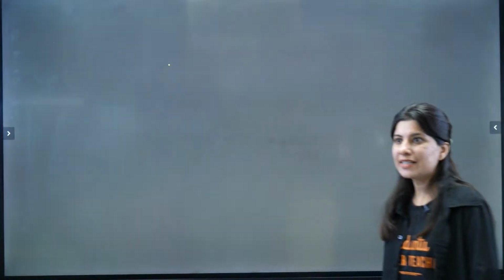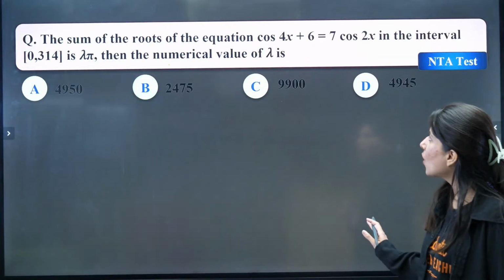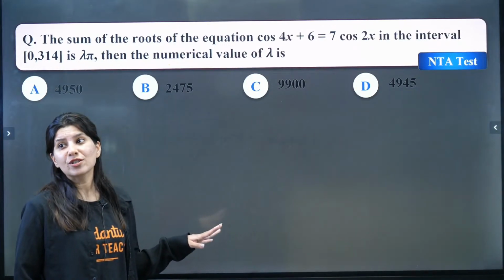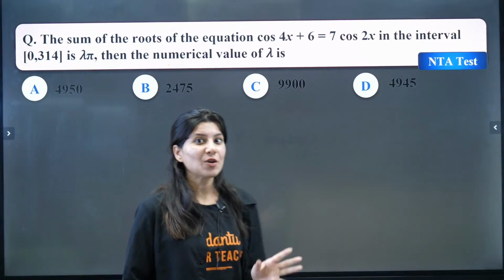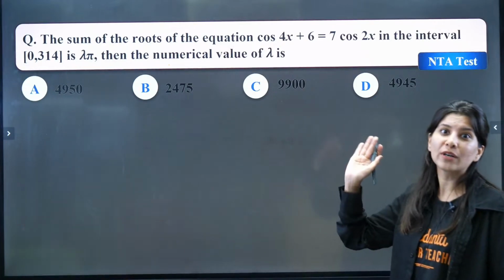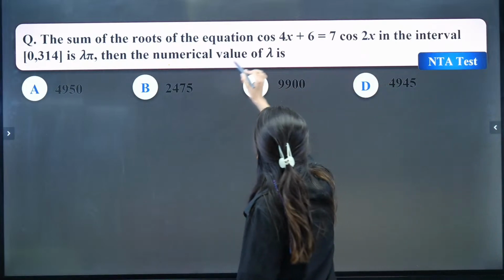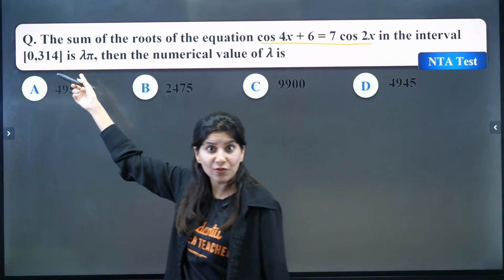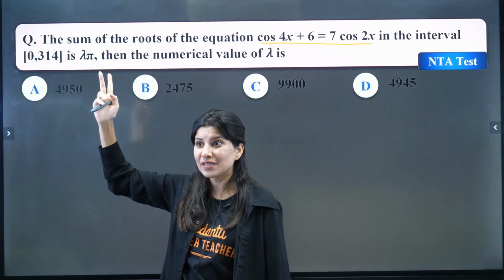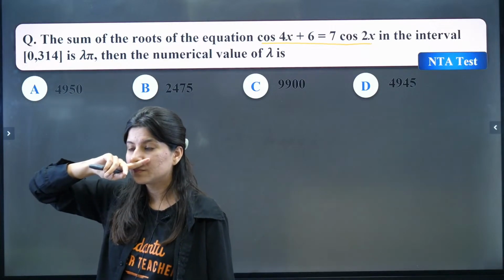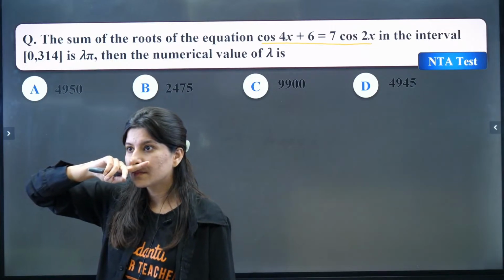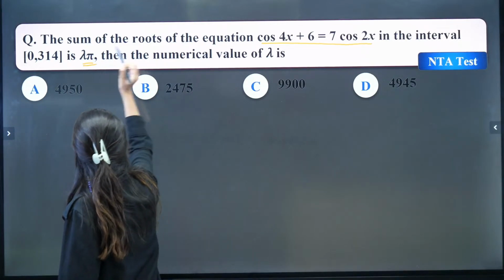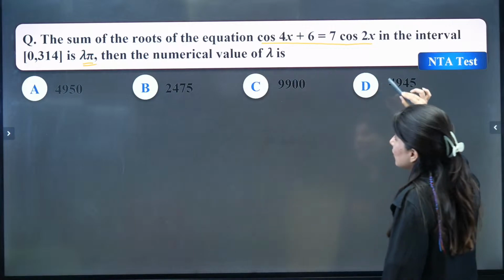Okay. So this is a good question. Now let us focus on the next question, which is, by the way, again from NTA test. Very good question. You are going to love it. From trigonometry, this is an absolutely mind-boggling question. So this question says sum of the roots of this equation in the interval 0 to 314. Can you see this is a different question? Is lambda pi. Then the numerical value of lambda is.